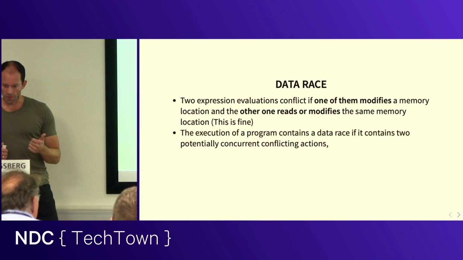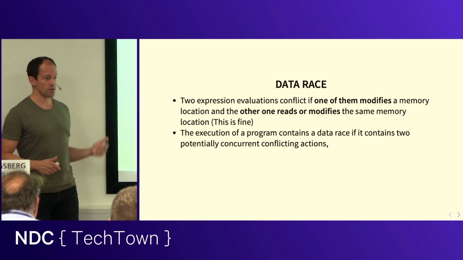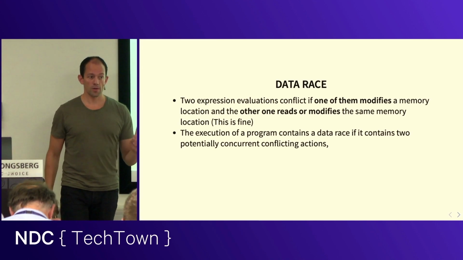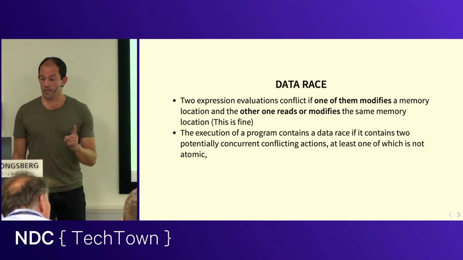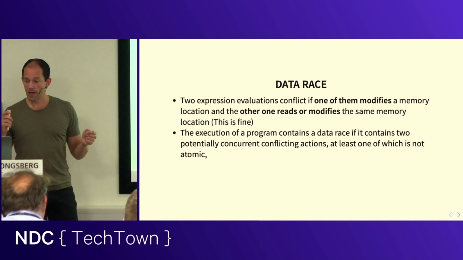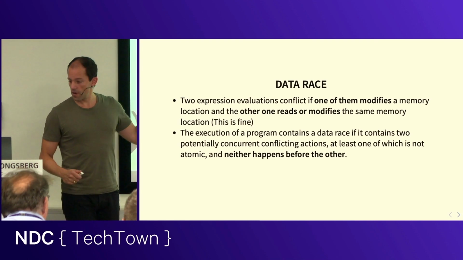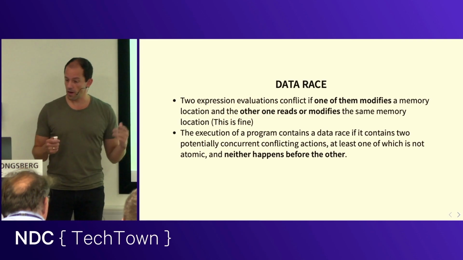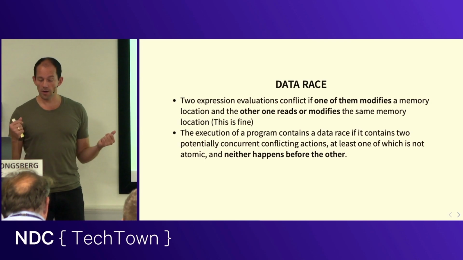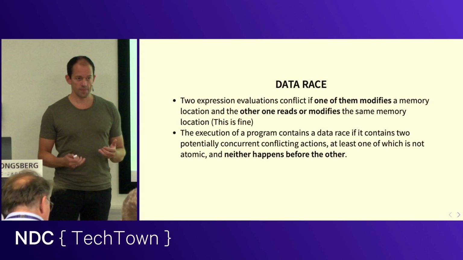There's only a data race if the execution of a program contains two potentially concurrent conflicting actions. So if you have a write and a read and they can happen concurrently, now you're in dangerous territory, at least one of which is not atomic. Okay, so if you have a writer and a reader and one of them is not atomic, and neither happens before the other. Okay, so there are several ways to get out of a data race. Either make sure they don't happen concurrently, so they're on the same thread, or make them all atomic, like we did with the ready flag, or make sure that one happens before the other.